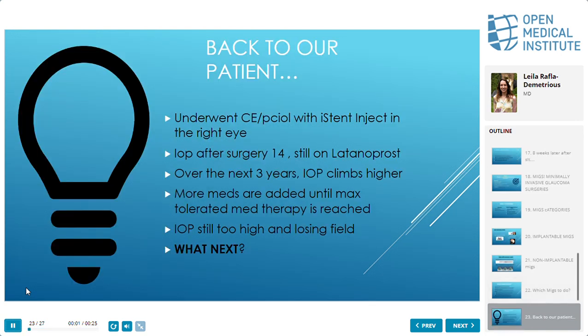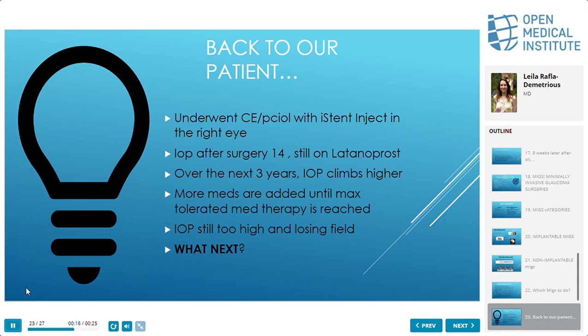So our patient, she had a cataract extraction. We did the iStent Inject in the right eye. Her pressure was good after surgery, 14. She's still on latanoprost, but she's happy, we're happy. Of course, as happens with so much glaucoma, her pressure keeps going up again.